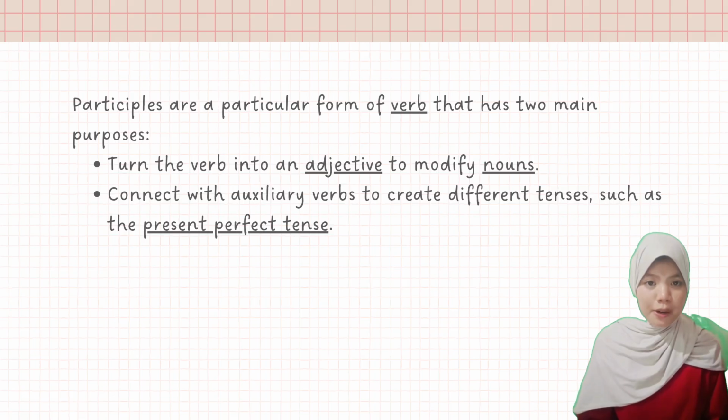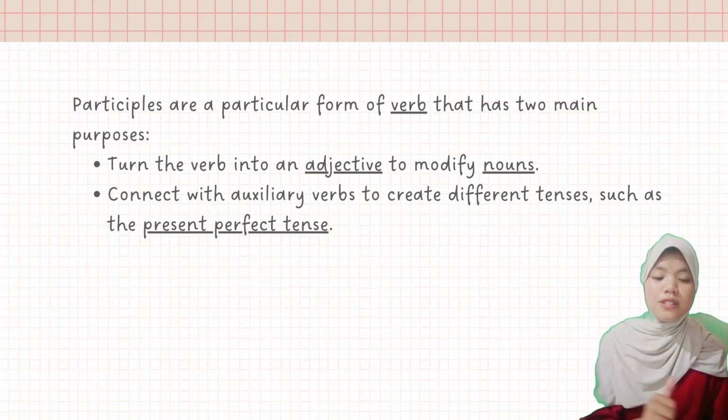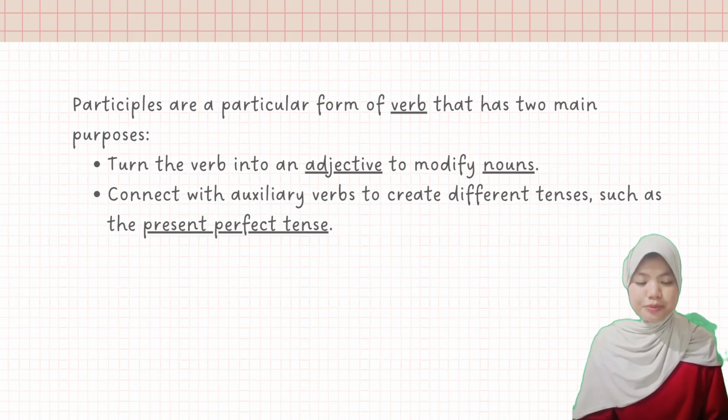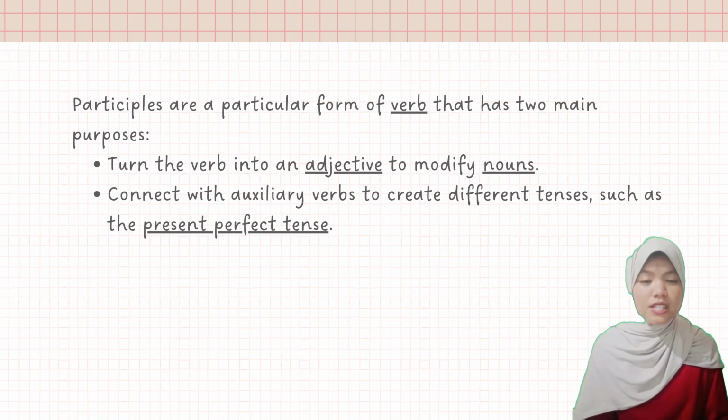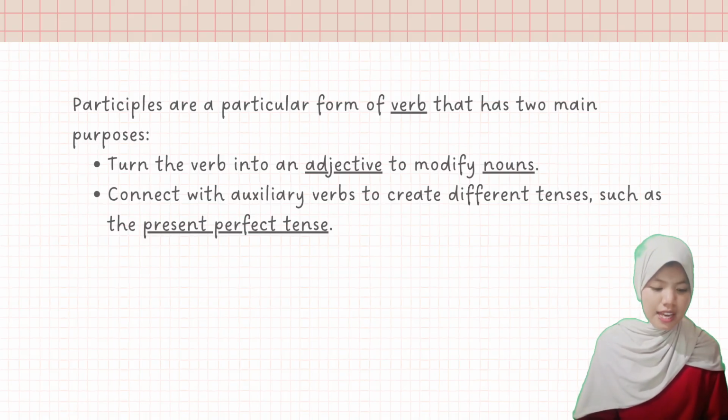Participles are a particular form of verb that has two main purposes. The first, turn the verb into an adjective to modify nouns. The second, connect with auxiliary verbs to create different tenses, such as the present perfect tense.